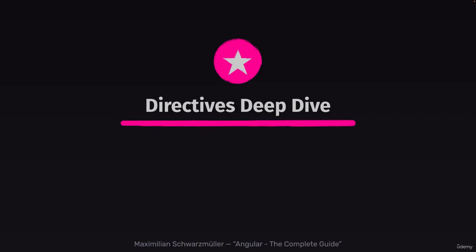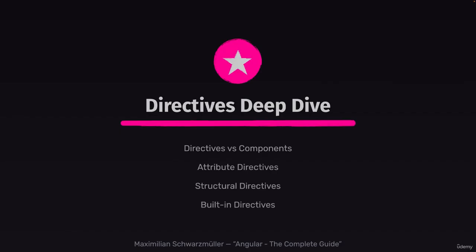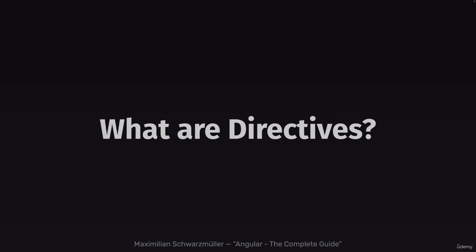And you will learn what exactly directives are, what this feature is about, how directives compare to components, and what the differences are. And you will learn about the two main types of directives you can use and build in Angular: attribute directives and structural directives. You will learn about built-in directives you can use, and you will also learn how to build your own custom directives. And therefore, let's not waste any time. Let's dive right in, and let's start with a super important question. What exactly are directives?